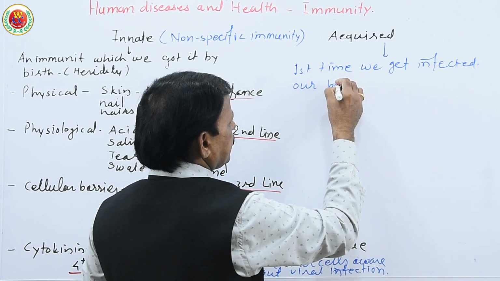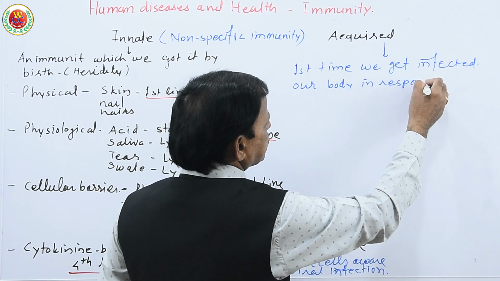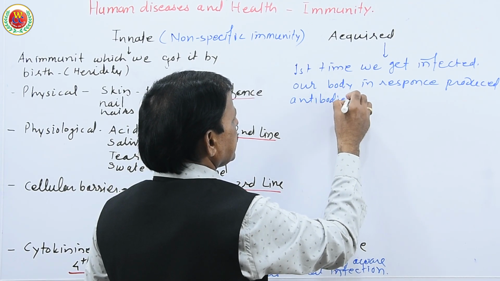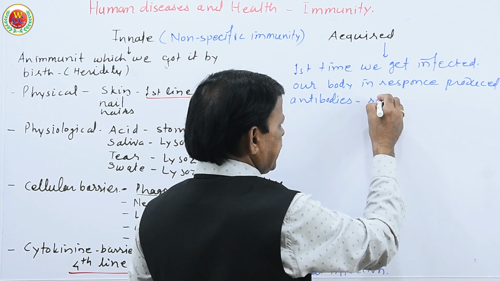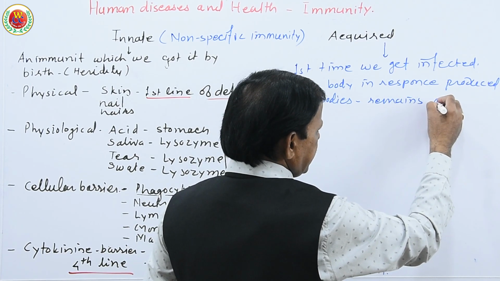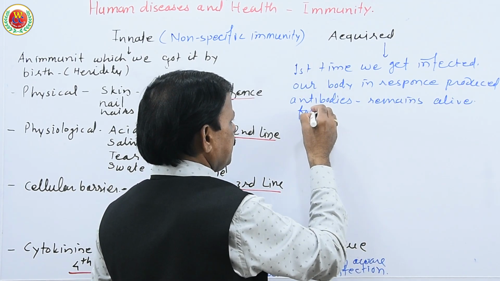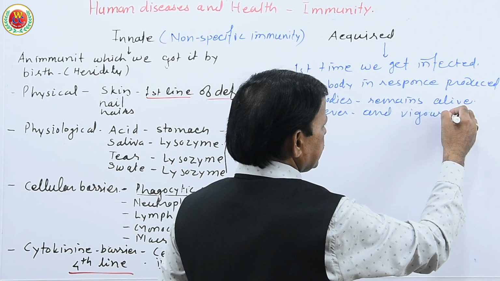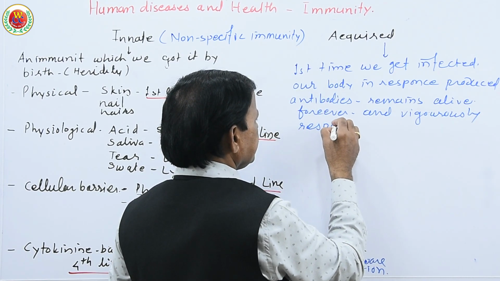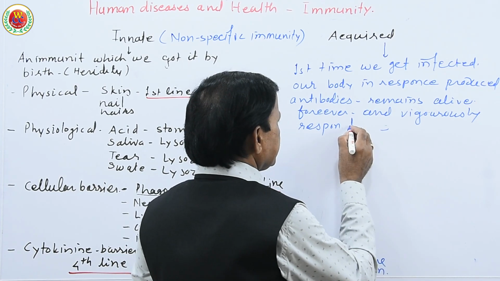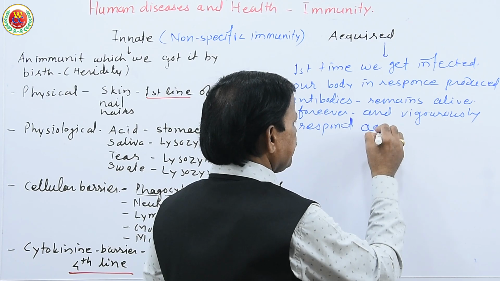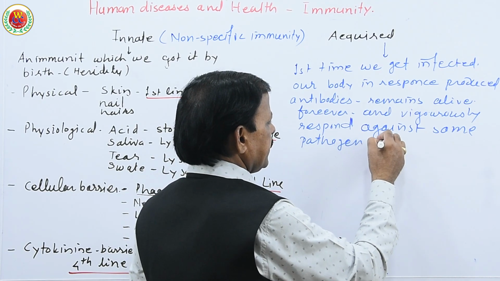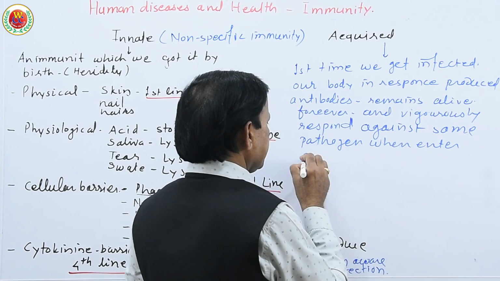when we first get infected, our body in response produces antibodies, and these antibodies remain alive forever, and respond vigorously the second time, against the same pathogen, when it enters the second time.